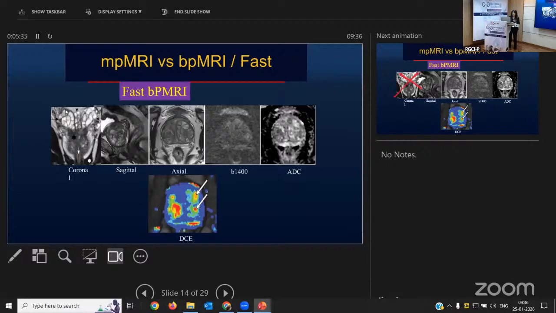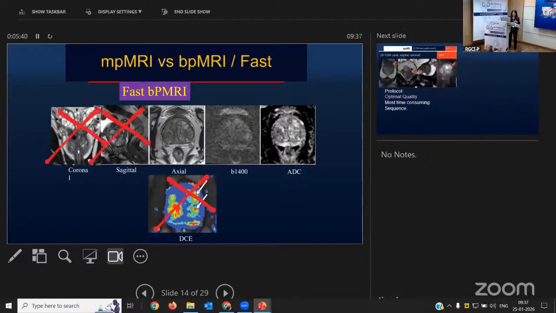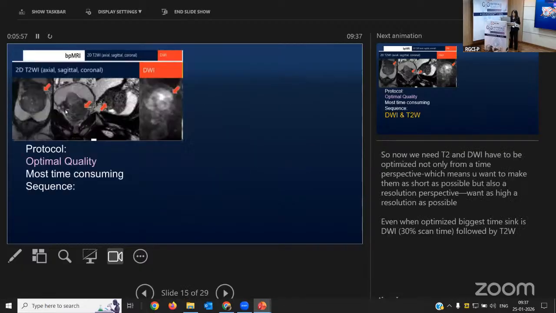So you remove all these, and then you also remove the other planes, and you only have single axial T2 and axial diffusion. That's nice, but the problem is PIRADS 3, especially in the transition zone, you do need to look at the other sequences. So maybe for screening this is good, but certainly not in this situation for focal therapy.